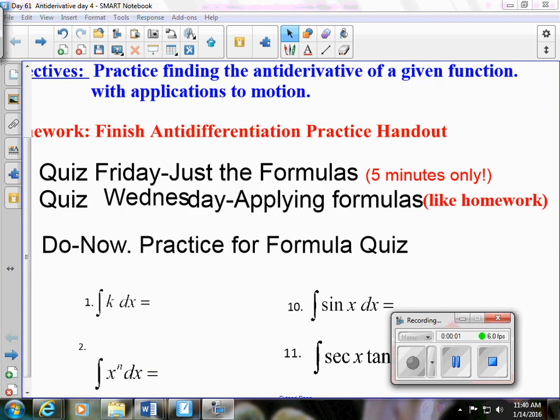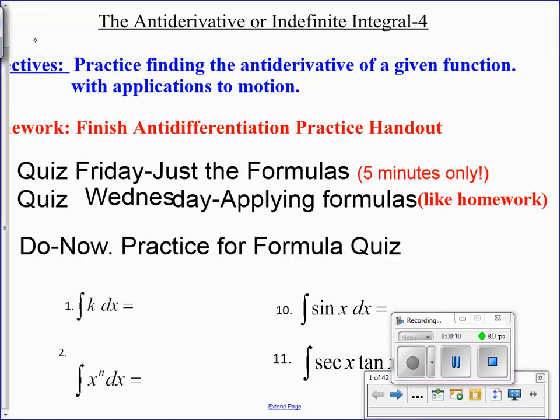Okay, I think the sound's going to work this time. Last 2 days, the sound hasn't worked. Yes. Okay, guys.